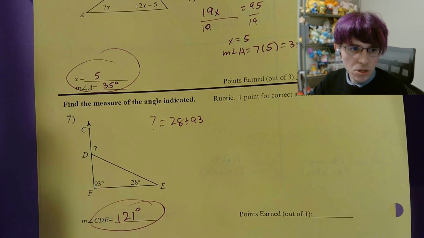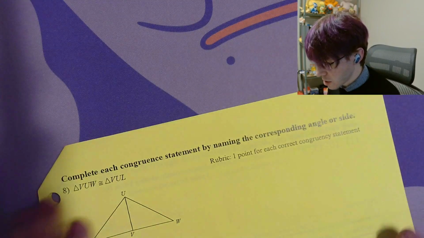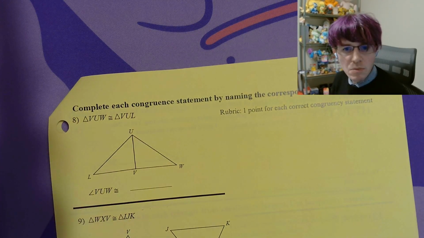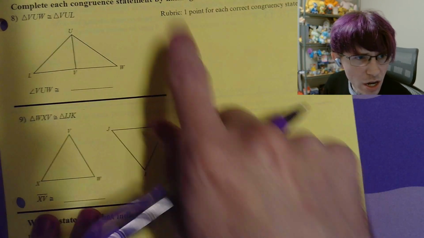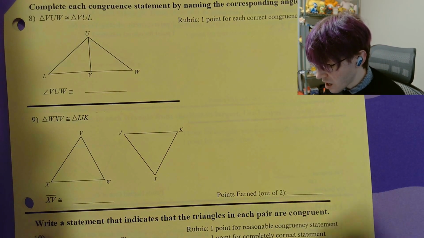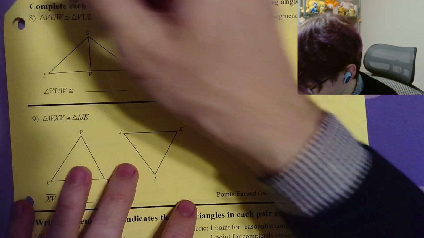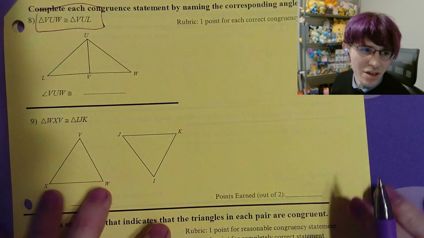Moving on to the next page. We're on question number 8. Complete each congruent statement by naming the corresponding angle or side. I personally think that the triangles aren't even really needed. You could honestly just do it without the triangle. So I'm only looking at this. I'm not looking anywhere else.